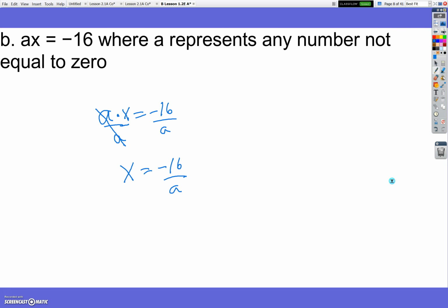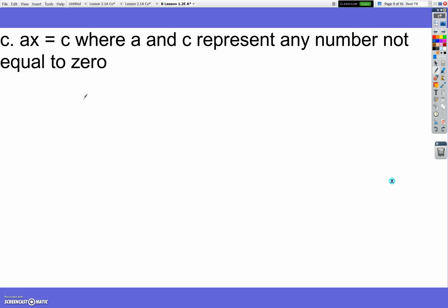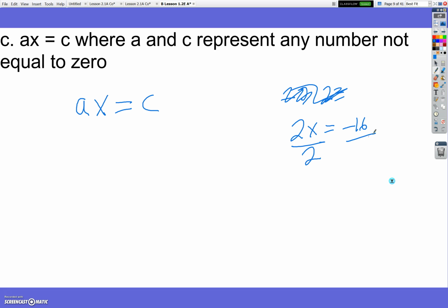All right, so let's go and take it one step further. Now here on letter C, I'm left with no numbers, and it's just variables. Remember, the problem I had before was 2x equals negative 16, and what I did is I divided both sides by 2 to get x by itself. Now the process stays the same, I just don't know any of the numbers now, they're just variables. And it's still the same solving process.